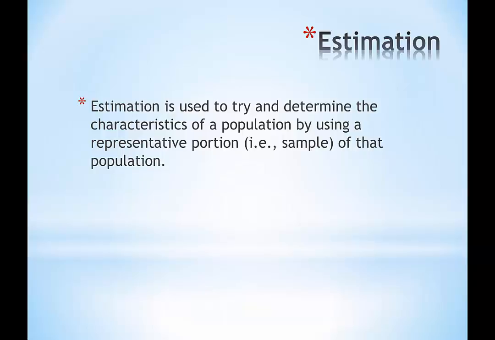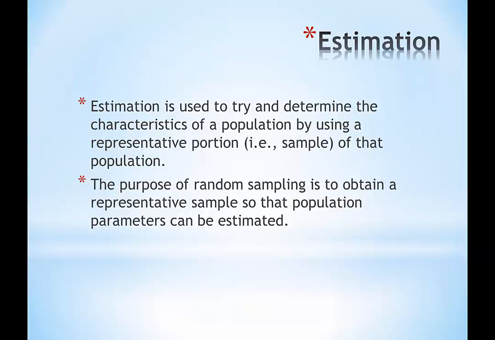And so we want to be careful about that, because when we make that inference from 200 to 20,000, we are exposing ourselves to the chance of making an error, of making a mistake. And so there are some fairly precise rules in probability and statistics that we use to follow that. The purpose of random sampling ultimately is to obtain a representative sample so that population parameters can be estimated.